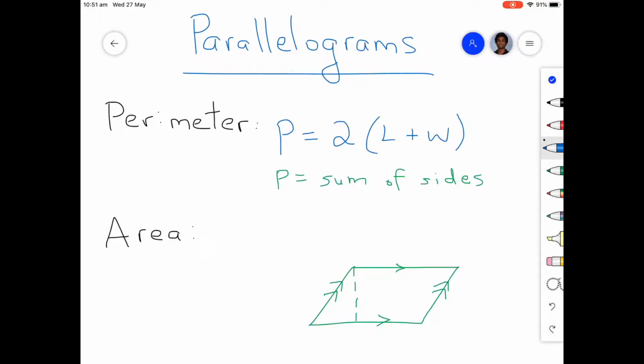Now to calculate the area of a parallelogram, we use the very simple formula A equals BH. What that actually means is that the area equals the base, so the bottom of the shape, multiplied by the height. Now it's very important to remember that the height refers to the vertical perpendicular height of the shape. So that means the height that goes straight up and forms a right angle with the base of the shape.